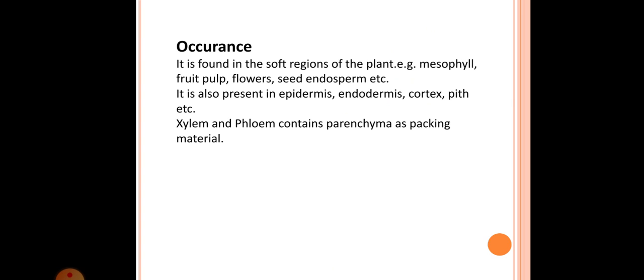Then occurrence of parenchyma cells. It is found in the soft region of the plant. Example: mesophyll, fruit pulp, flowers, seed endosperm, etc. It is also present in epidermis, endodermis, cortex, pith, etc. Xylem and phloem contain parenchyma as packing material.